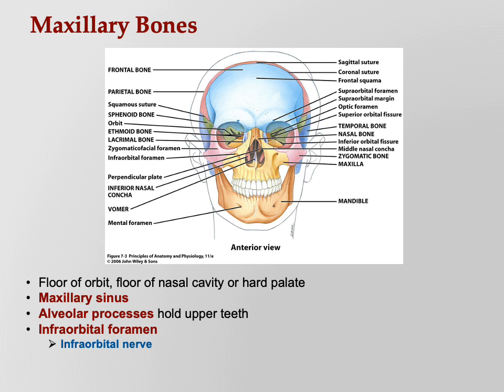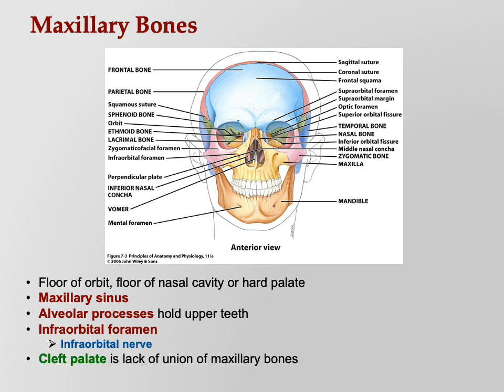The infraorbital foramen, look at the word, infraorbital, underneath the orbit. So it's the hole underneath your eye socket. And what do you suppose runs through there? Sure, the infraorbital nerve. Also, blood vessels as well. When we get to the nervous system, we'll be talking about the infraorbital nerve, which passes through the infraorbital foramen.